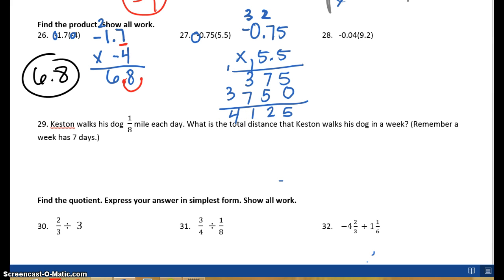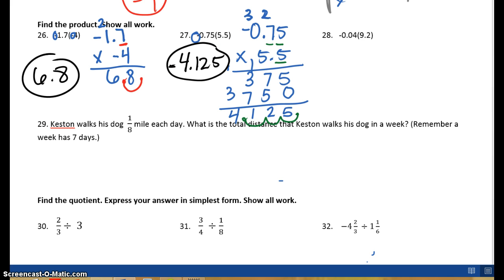Now I have to see how many numbers are behind my decimal, which is 1, 2, 3. So I sweep it once, twice, 3 times. And I end up with the final answer of negative, remember that negative sign, 4.125, or negative 4 and 125 thousandths.